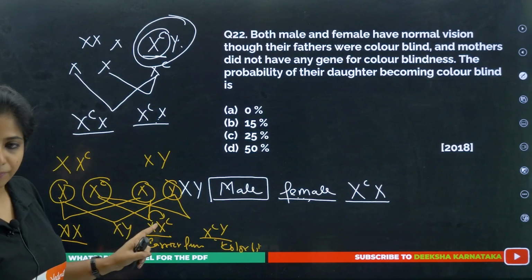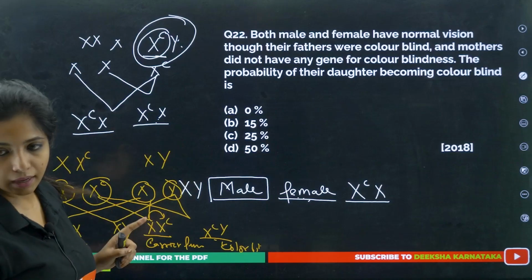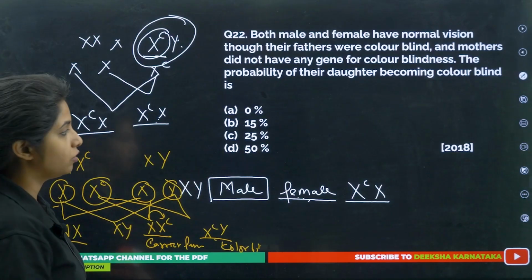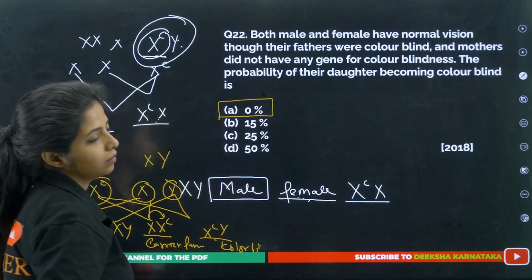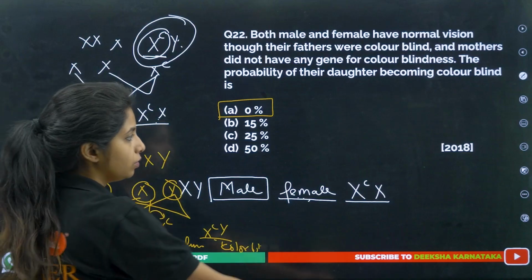So if you see the females, there is no one who is colorblind. One is a carrier but not colorblind. So I'll say 0% of them are colorblind. This came in 2018.